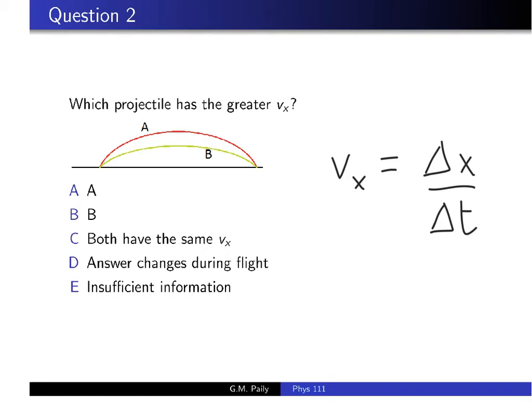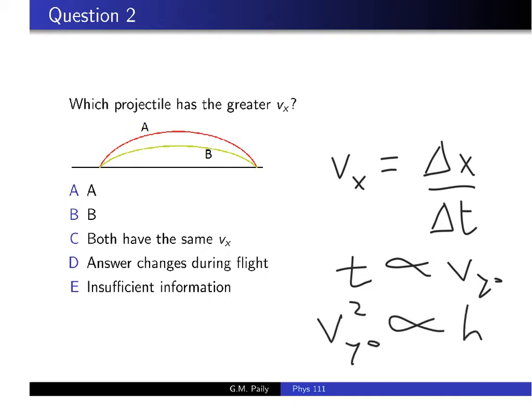But we know that the time of flight is proportional to Vy naught, and that Vy naught squared is proportional to the height. So once again, the smaller time will correspond to the smaller Vy naught, which corresponds to the smaller height. B covers the same distance in x, but in less time, and so it must have the greater Vx.